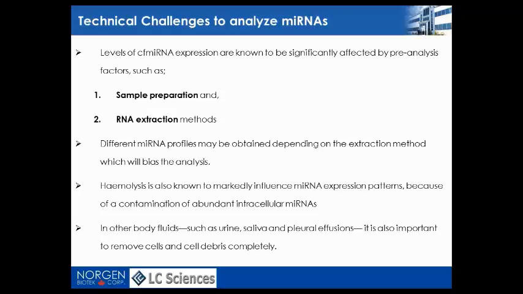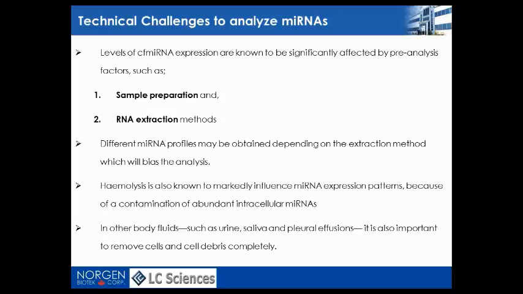Preparation of plasma or serum from blood samples is very critical, as some anticoagulants, such as heparin, can inhibit some of the downstream applications, such as reverse transcription, whereas plasma prepared from blood collected on other anticoagulants, such as citrate or EDTA, will not show such an inhibitory effect. Another challenge is the hemolysis of blood during the preparation of your plasma or serum. Hemolysis is known to markedly influence microRNA expression patterns because of a contamination of the abundant intracellular microRNA in these types of sample in your plasma or serum.